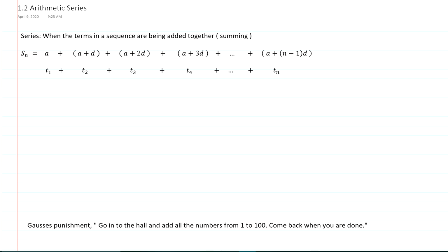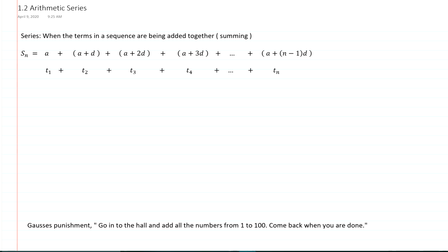Okay, so last video we looked at arithmetic sequences, a list of numbers that have a common difference between them. And today we're looking at what's called an arithmetic series. This is really the same thing, except now you're adding all the terms, or summing them.